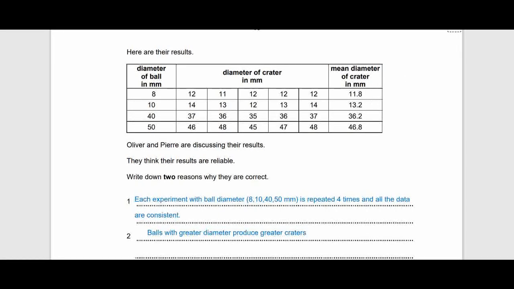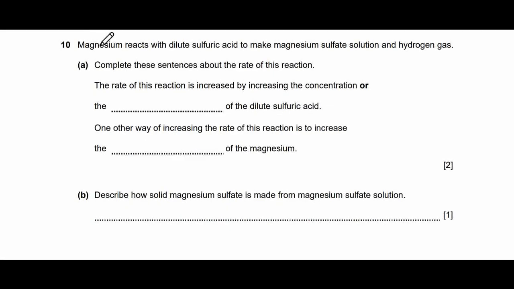Next, let's move on. Question 10. Magnesium reacts with dilute sulfuric acid to make magnesium sulfate solution and hydrogen gas. Question A. Complete these sentences about the rate of this reaction. The rate of this reaction is increased by increasing the concentration or the blank of the dilute sulfuric acid. One other way of increasing the rate of this reaction is to increase the blank of magnesium.